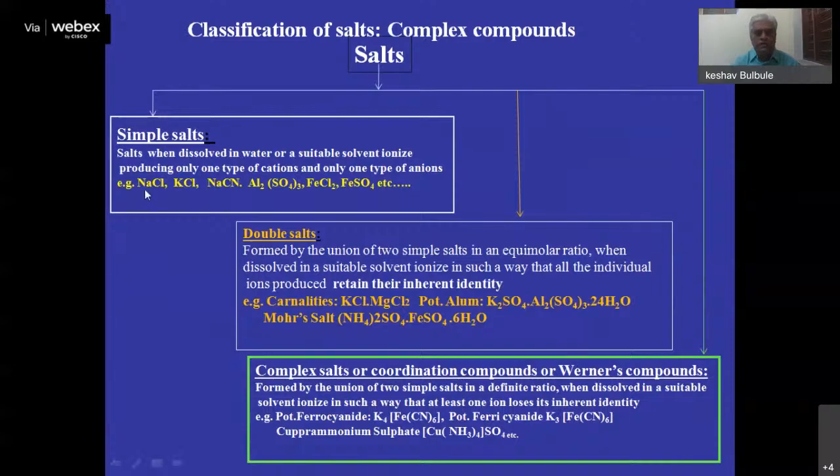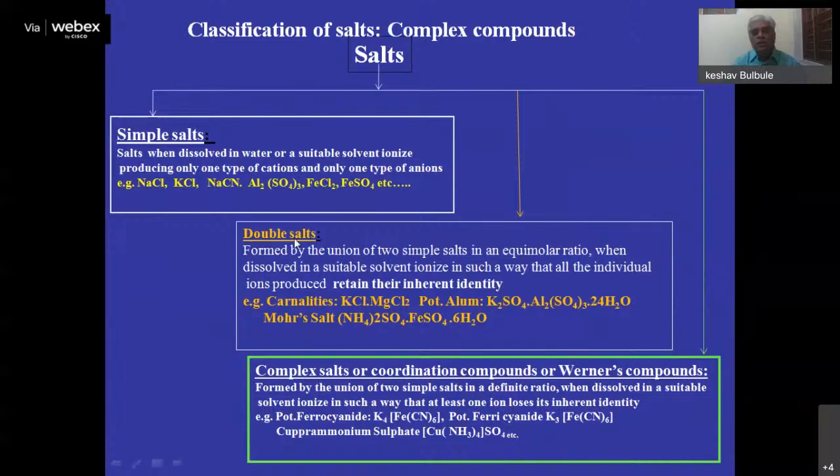You have wonderful examples of sodium chloride, right? When sodium chloride is dissolved in water, you get only Na plus and Cl minus. When aluminum sulfate is dissolved in water, we get aluminum tripositive ions and sulfate dinegative ions. Maybe the aluminum ions are more than one, but the type is only one.